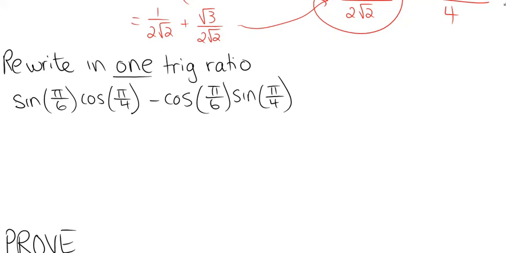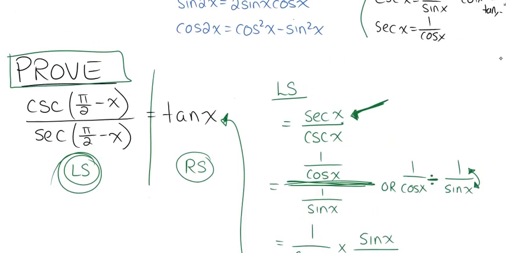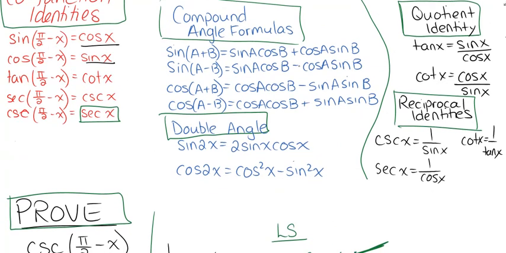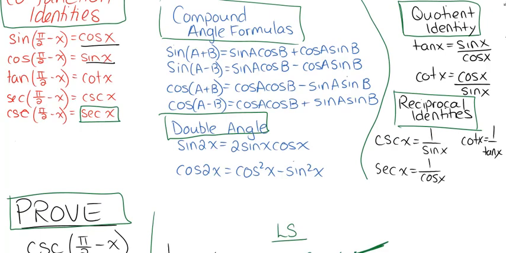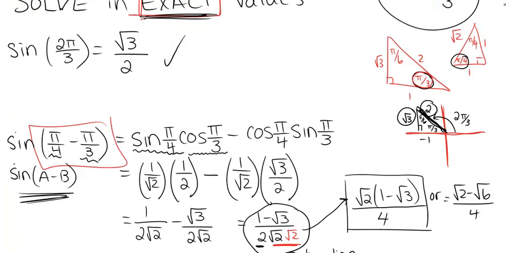Okay, and then this question on the test was rewrite in 1 trig ratio. This is just recognizing, hey, you have a compound angle formula here. You just want to reverse it. So you're looking for a sine A cos B minus cos A sine B. So we're looking for a sine cos minus. A sine minus looks like this guy right here. Sine A minus B is sine A cos B minus cos A sine B. Looks exactly like what we've got. And if it is, oh gosh, I already forgot. What was it? Sine A minus B? Pretty sure.